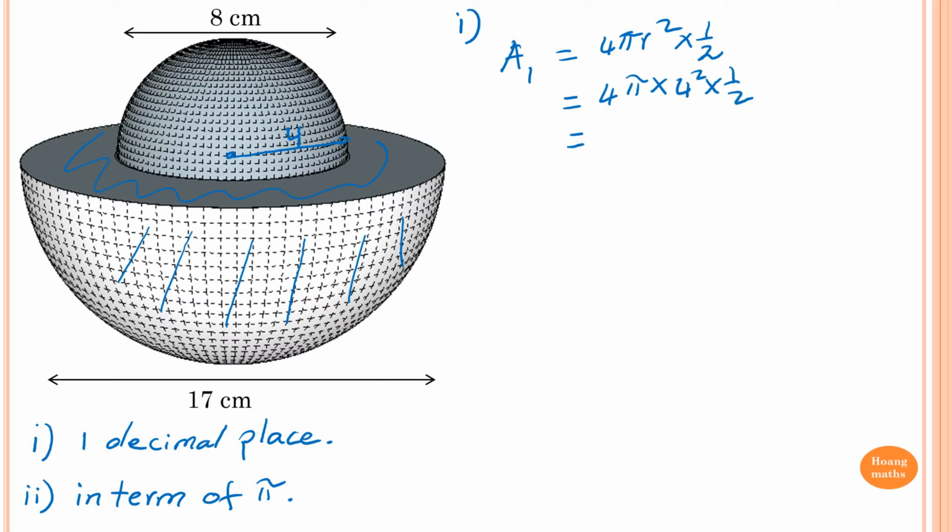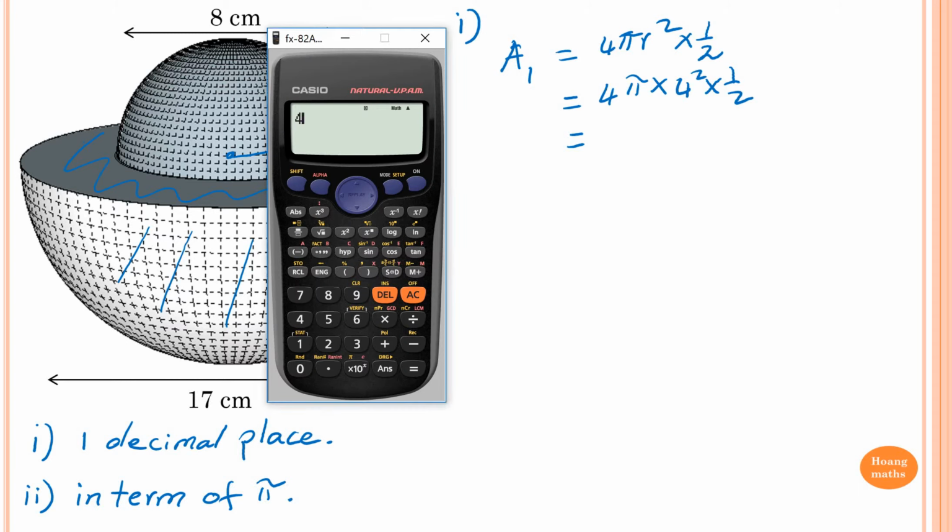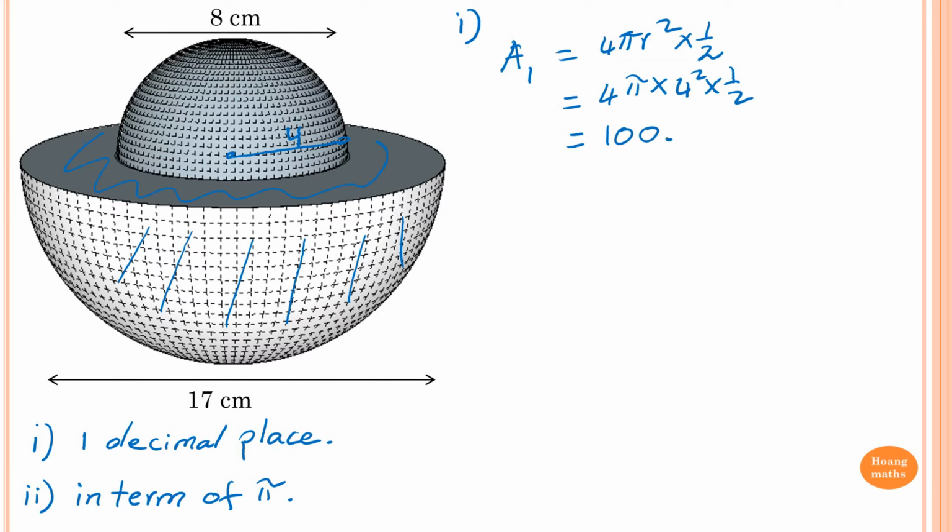Because we're going to work out in one decimal place, all I need to do is just put that in a calculator. So 4 shift pi times 4 squared, and then you times by 0.5 or times a half. So that gives me this. So I'm going to store this in memory. So press answer, shift, store in A. So I write this down first: 100.53.